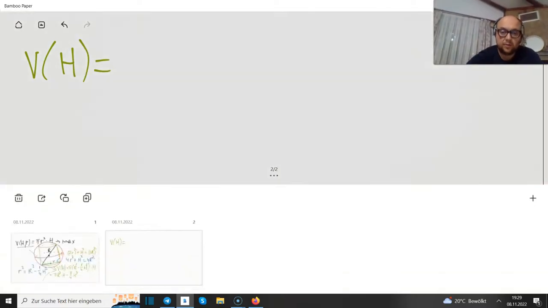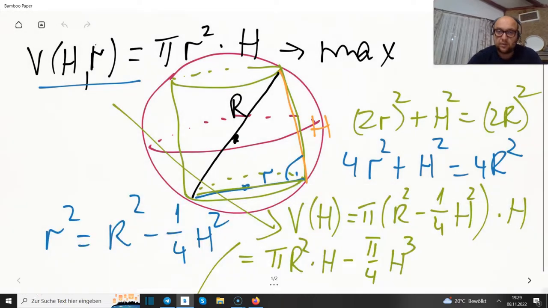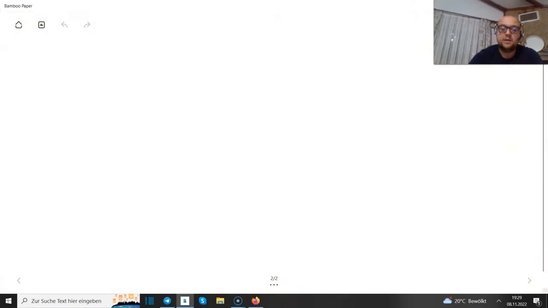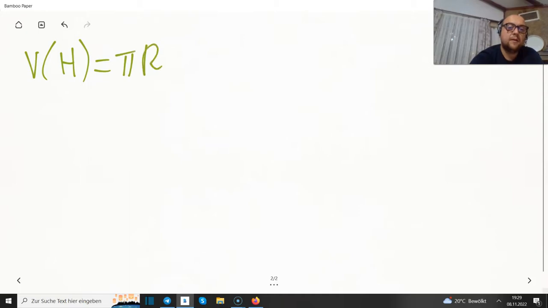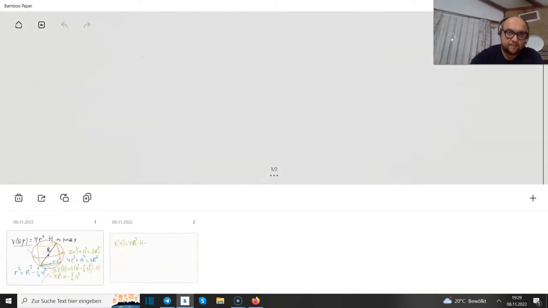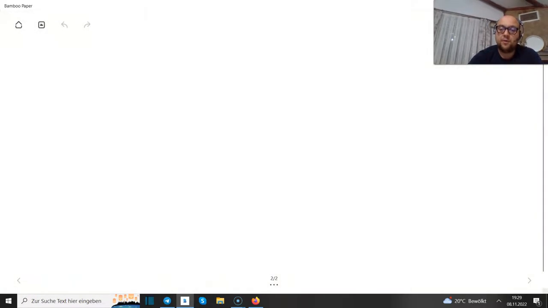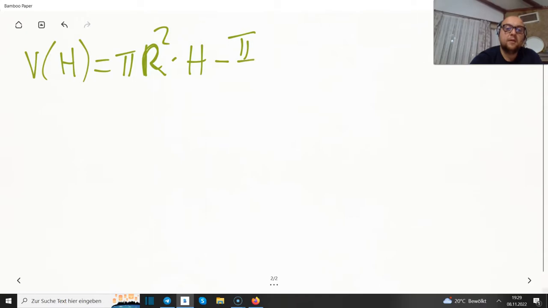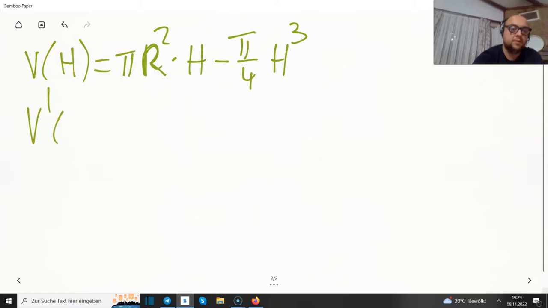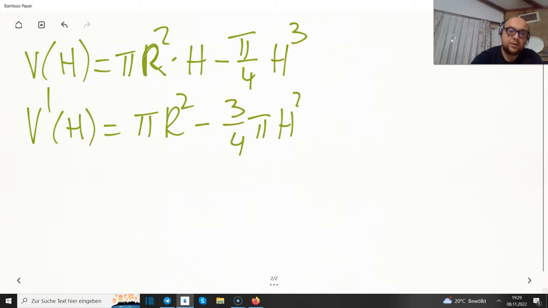Let's repeat it in order to avoid mistakes. These are the most common mistakes. Pi R squared times h minus pi divided by 4 h cubed. Okay, so what is its derivative? Well, you see, this is just pi R squared minus 3/4 of pi h squared.